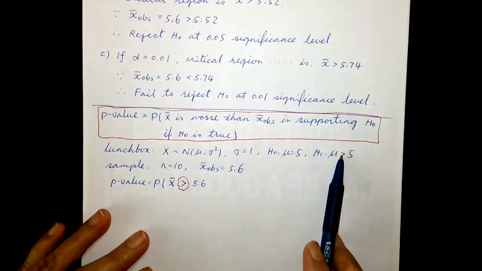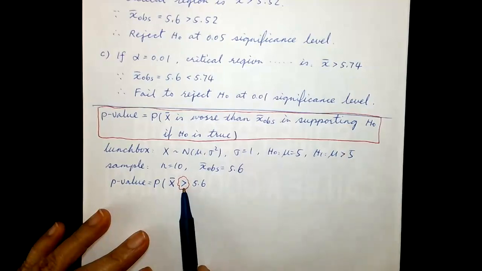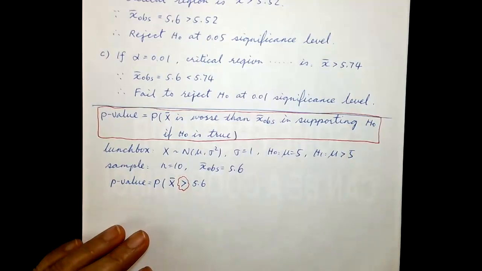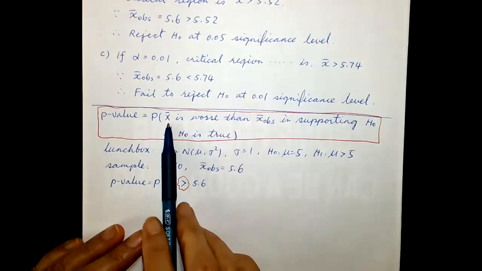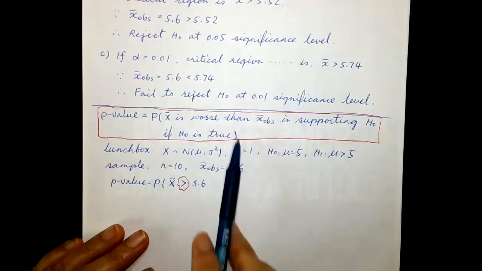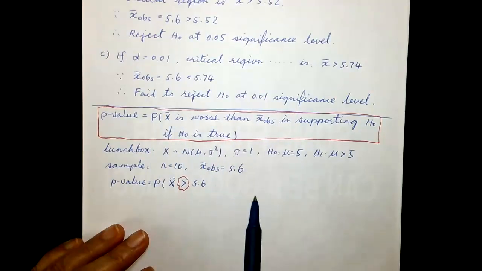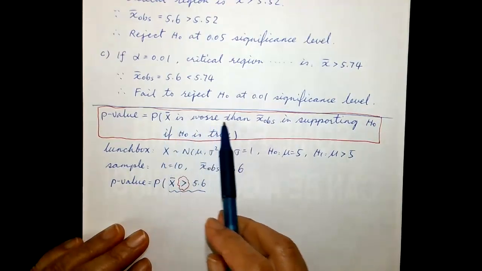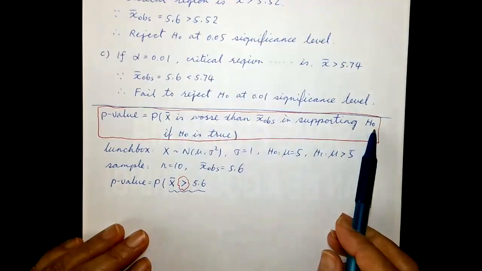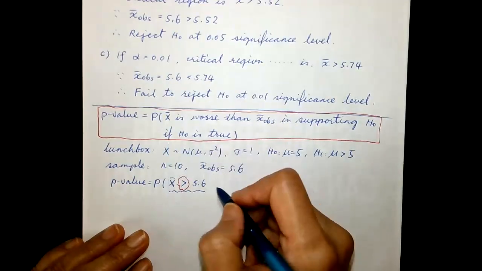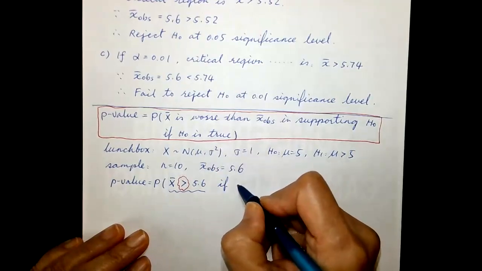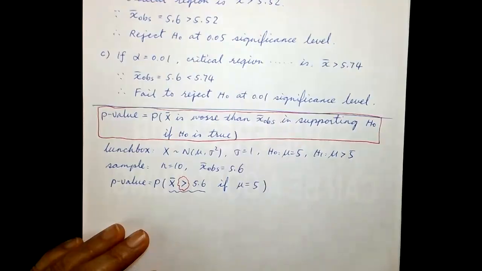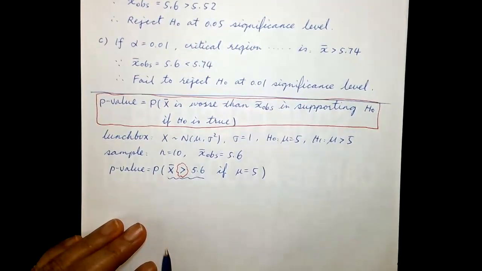Now you can imagine if I flip the sign of the H1, so if it's less, then it's less. So when you have a peaceful moment, when you are alone, think this through very carefully. Because we have X bar, right? You can't do much wrong if you know the definition, and we have this value given. So this little bit is the phrase that X bar is worse than X bar observed in supporting H naught, condition. If H naught is true, mu is 5. But this is the easier part.